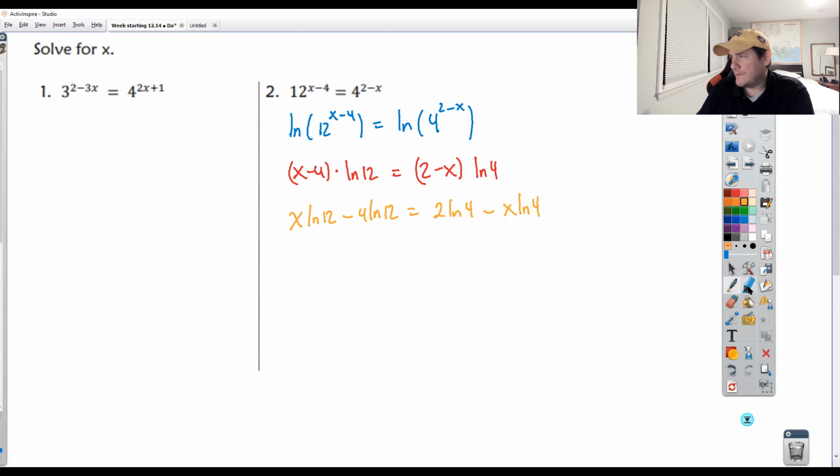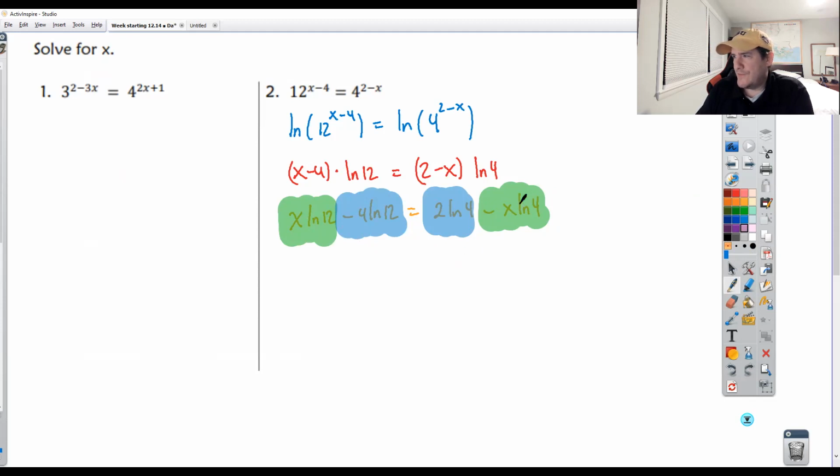Okay, and now from here, it kind of goes the same way as the previous problem. You've got an x term here and an x term here. You're going to want to pull those together onto one side of your equation. You've got a constant and a constant. You'll push them to the other side of the equation. Now, in what order do we do that? It shouldn't matter, but let's think it through.